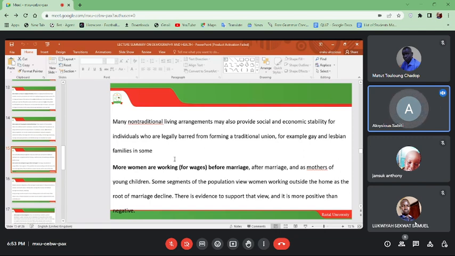More women are working for wages before marriage, after marriage, and as mothers of young children. Some segments of the population view women working outside the home as the root of marriage decline. So many people today associate the fact that women started looking for employment opportunities or jobs, or started working away from their home, as the true root for the decline of marriage.